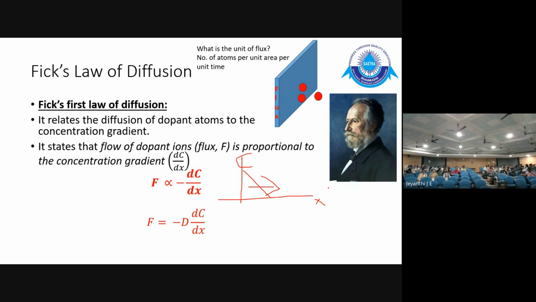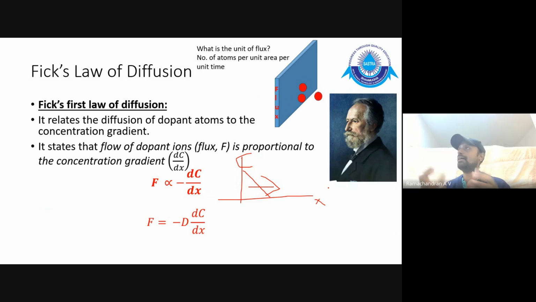Please note this. What is diffusivity? Please write. Diffusivity is how freely the dopant atom can move inside your substrate or wafer, whatever it is. And guys, I always prefer you understand and write in your own words. That's very, very important for a better understanding.